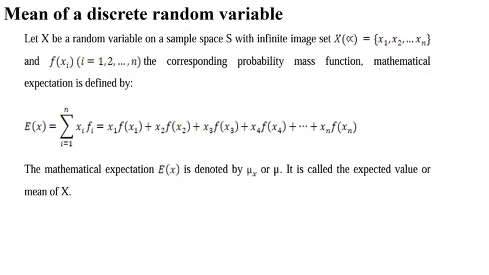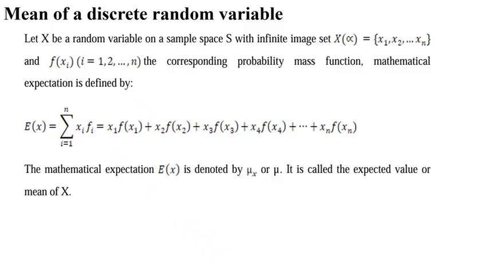Then the mean of a discrete random variable. Let x be a random variable on a sample space S with finite image set x of alpha equals x1, x2 up to xn, and f of xi for i ranging from 1 to n is the probability mass function. Mathematical expectation is defined by E of x. That is what we use to represent mathematical expectation in statistics.